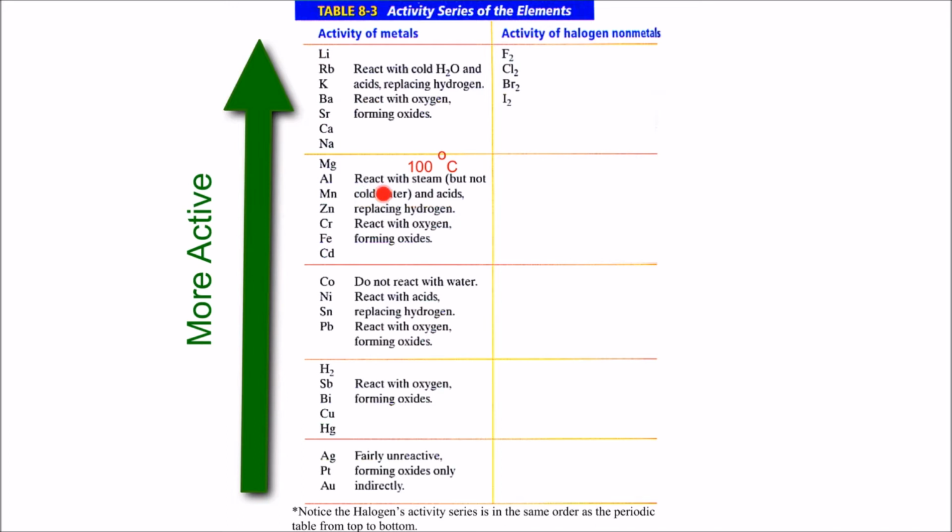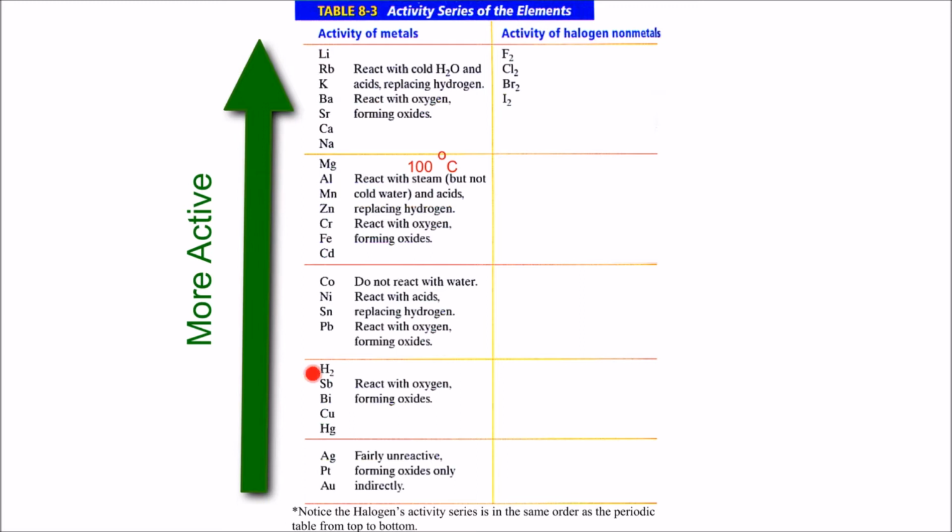Okay, so they'll react with steam and acids to replace the hydrogen, or they can react with oxygen to form oxide. So just like this block up here, except the water has to be above 100 degrees Celsius in order for it to replace the hydrogen. Otherwise, it won't happen. Okay, this one down here, they won't react with water at all. So you could drop a sample of lead into water and nothing's going to happen. They will react with acids though to replace the hydrogen in the acid, and they can react with oxygen to form some metallic oxides.